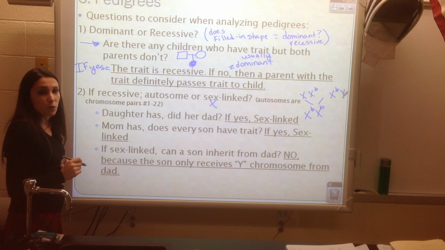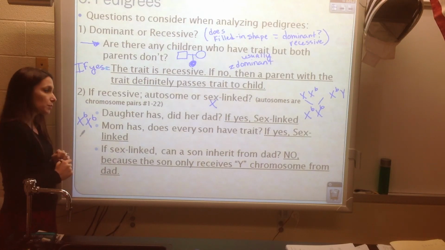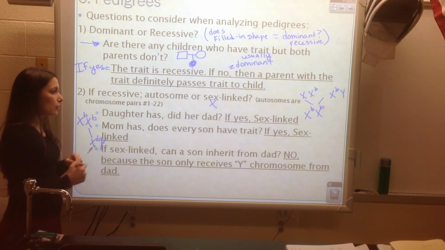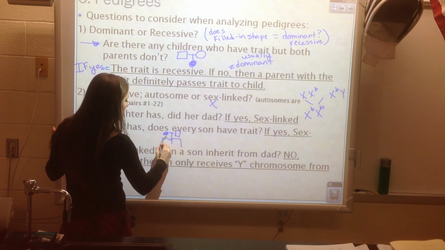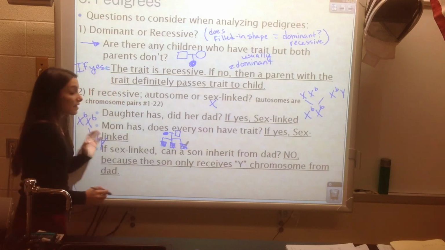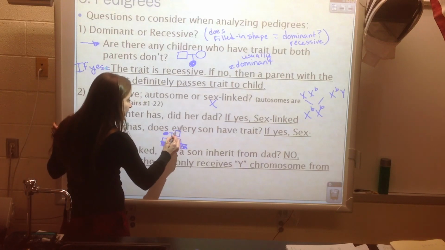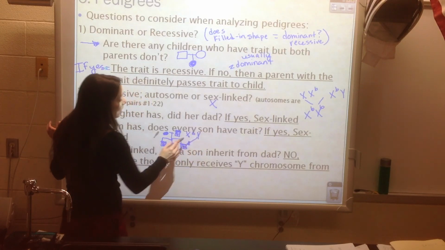Then we might look at a mom who has it. If a mom has a sex-linked disease, she would be X little b, X little b. And this means that her sons get the X from her and the Y from the dad, which means every son has to have it. So if you ever see a mom who has it, doesn't matter what the dad has, if all of her sons have it, notice the squares are the boys, then it's probably sex-linked. If it is sex-linked, a son cannot inherit it from his dad. His dad might have it, but remember, his dad would be X little b Y, and he's giving the Y to the boys, not the X.